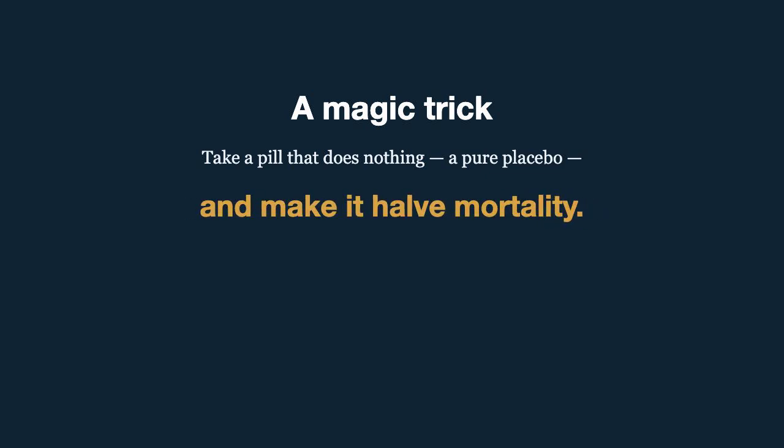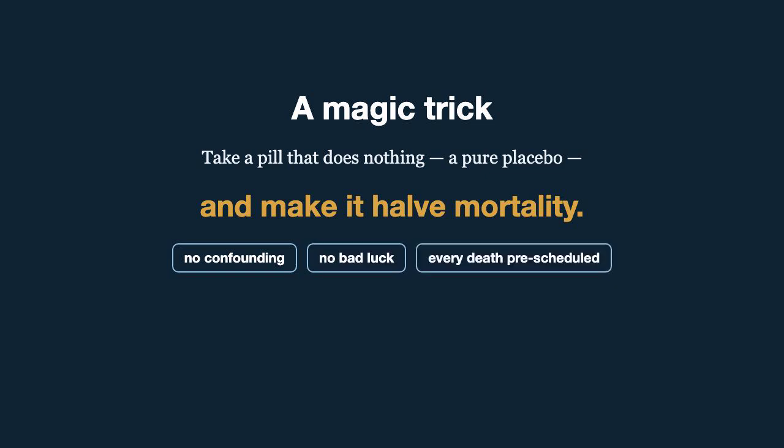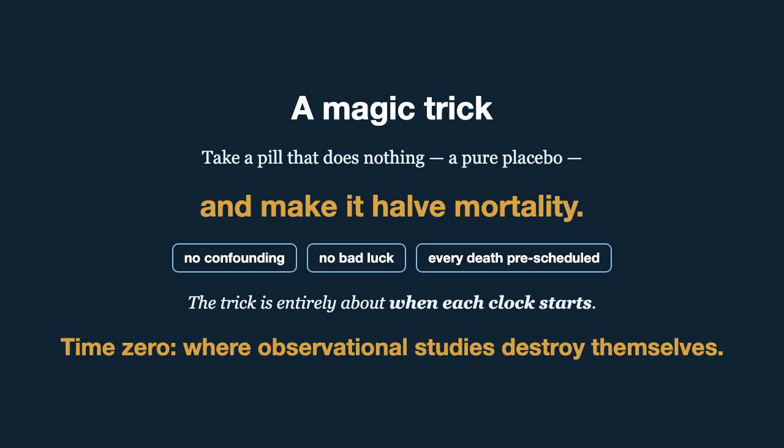Module 3. Here is a magic trick. I will take a pill that does nothing, a pure placebo, and with one bookkeeping choice, I will make it halve mortality. No confounding, no bad luck. Every death already scheduled before the study starts. The trick works because of when each clock starts. This module is about time zero. The single most common way observational studies destroy themselves.